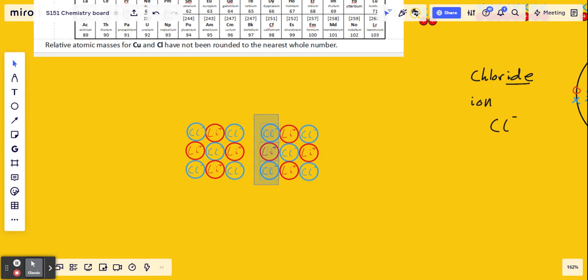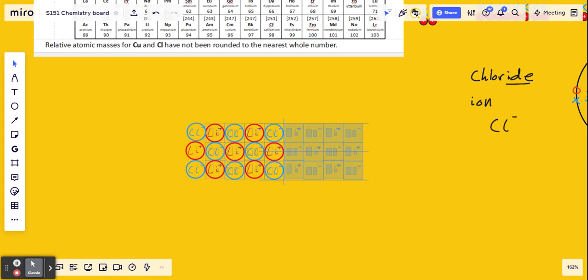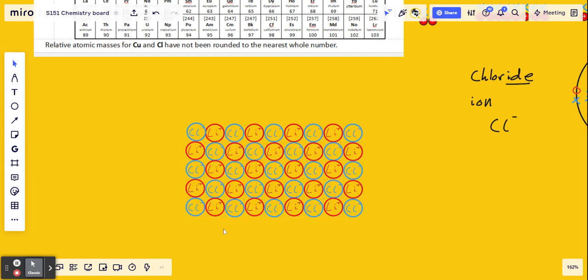I know what I'll do. I'll delete that one. So this is made out of ions, as you can see. So it's an ionic lattice. And what we've done here is this is an ionic bond. An ionic lattice is comprised of ionic bonds.